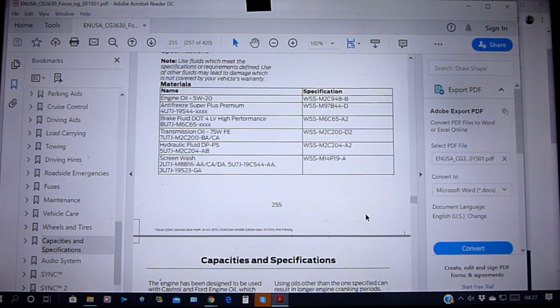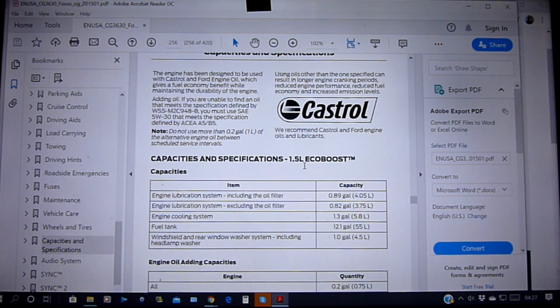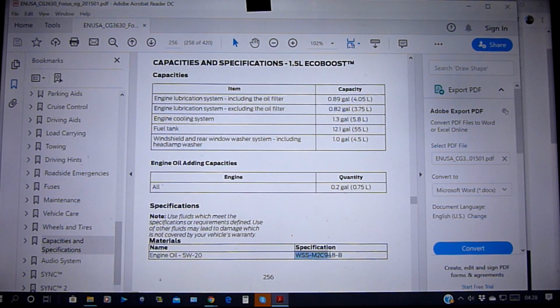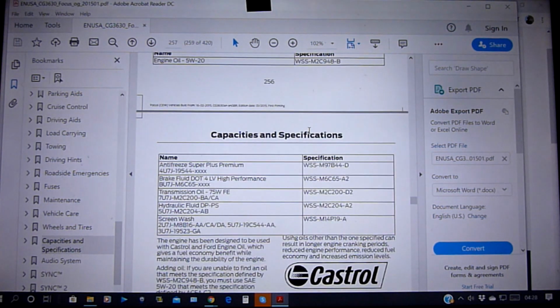different types of Focuses. Look, it starts with a 1 litre EcoBoost, 1.5 EcoBoost, and that's a different type of oil you should be using. Note that in mind. There's this specification, 5W20, and there's this thing ending with a B. That's the fluid specification. There's all the other fluids here, as you can see, for the 1 litre. Remember, keep in mind mine's a 1.5 Duratec engine. So looking at this, if you were just flicking through it, you'd go, oh yeah, 1.5, but no, mine's not an EcoBoost. So choose the correct one for your car.